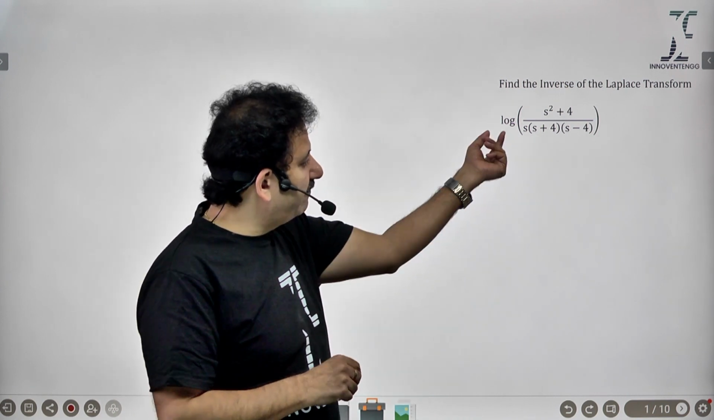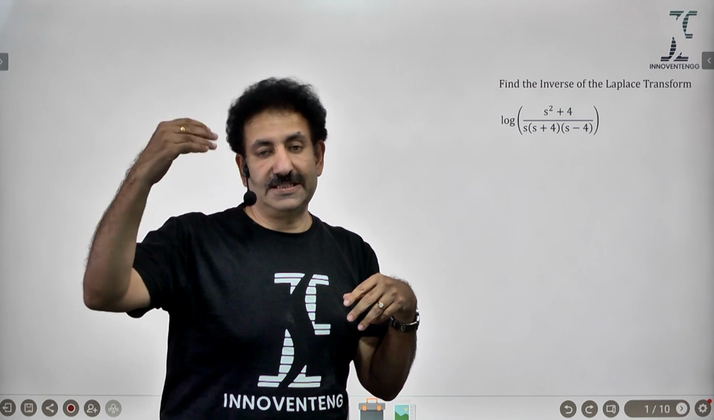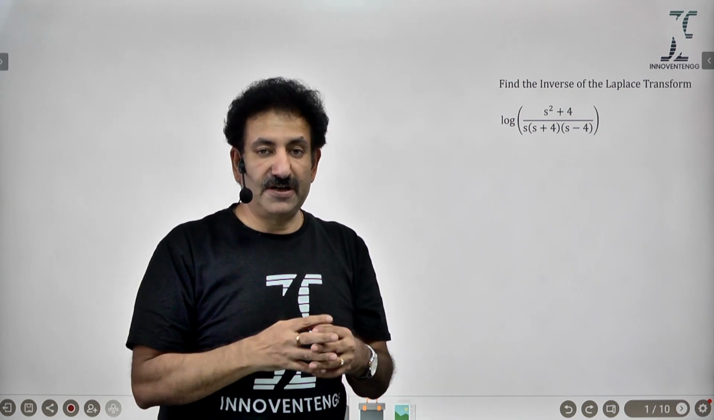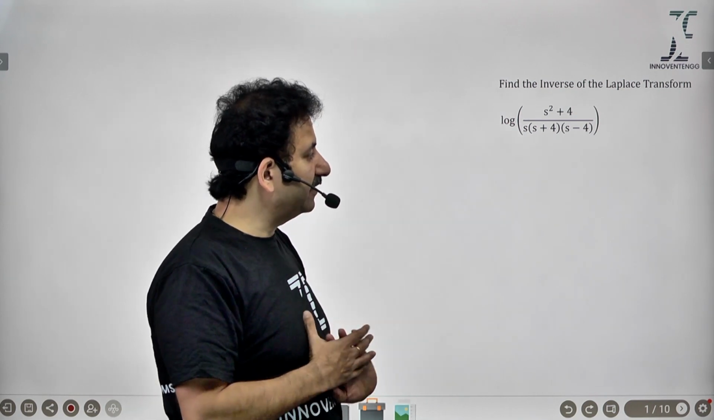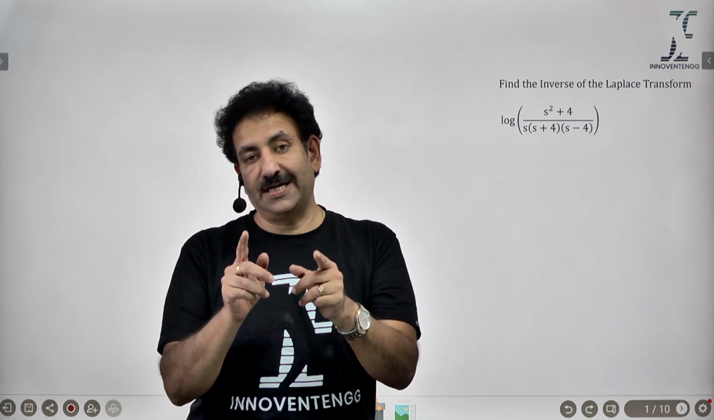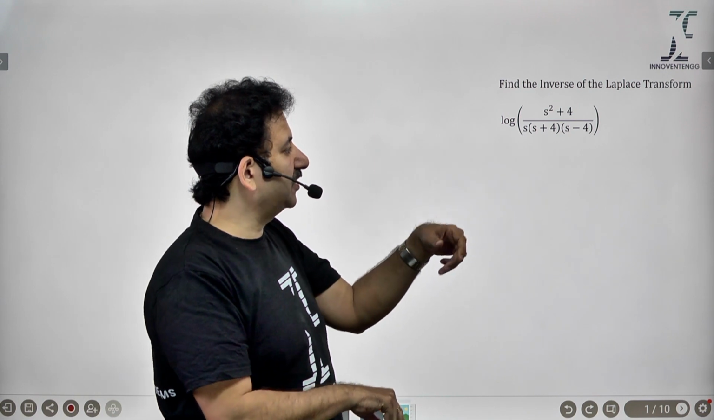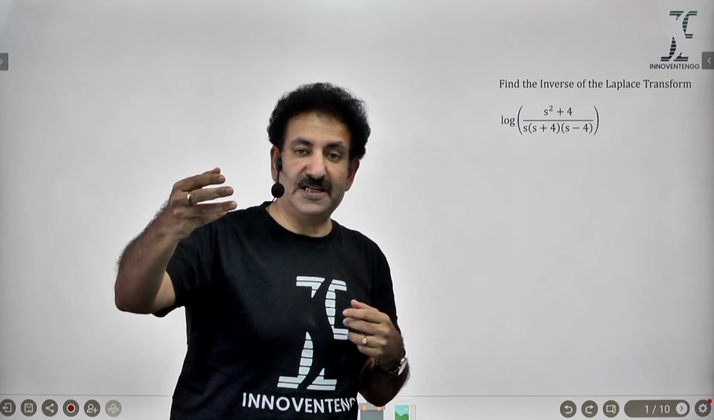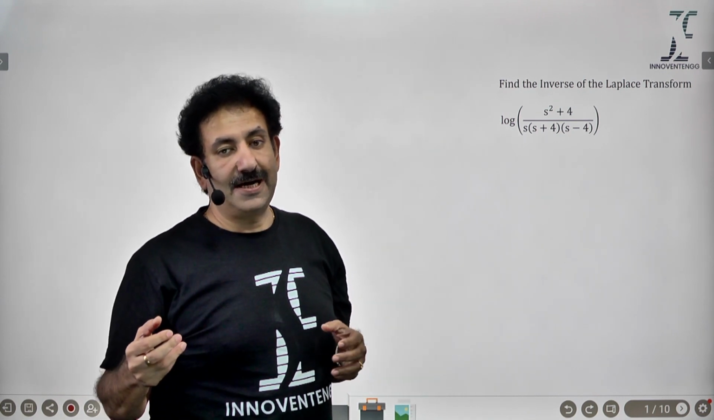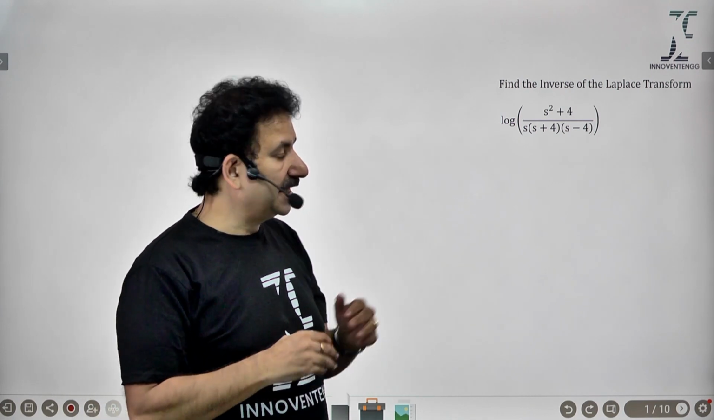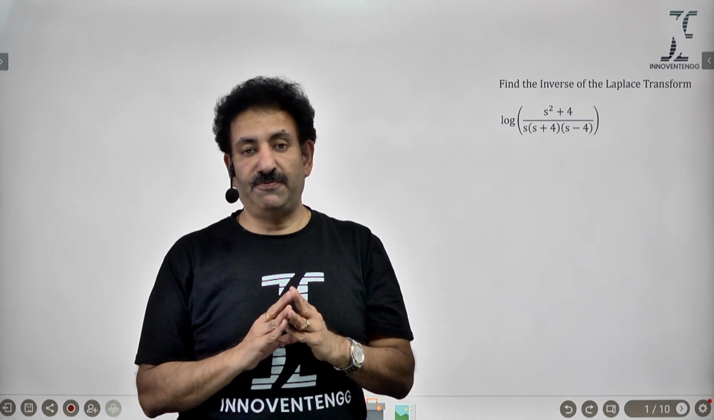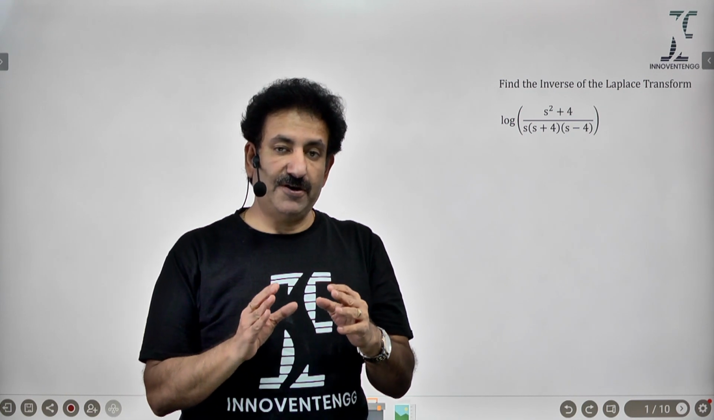Now, whenever you confront log or tan inverse or say cot inverse, such functions, invariably you will have to differentiate, because unless you do that, you will not get an expression in terms of s. Okay, it becomes a function of log or function of a trigonometric function, which is not possible for you to get the inverse Laplace transform of. So what are the steps involved?